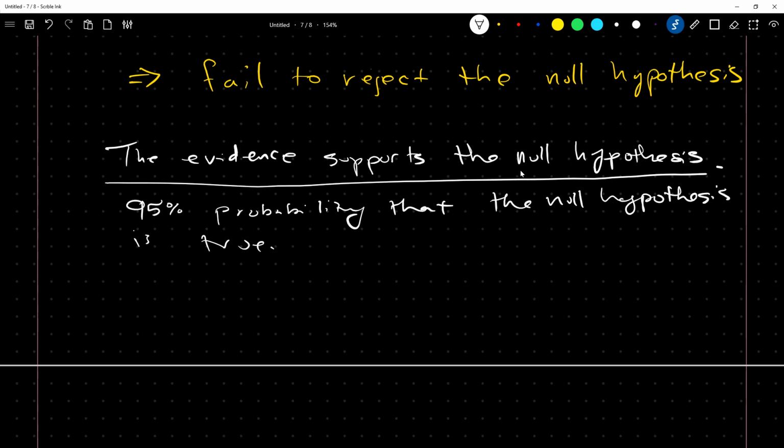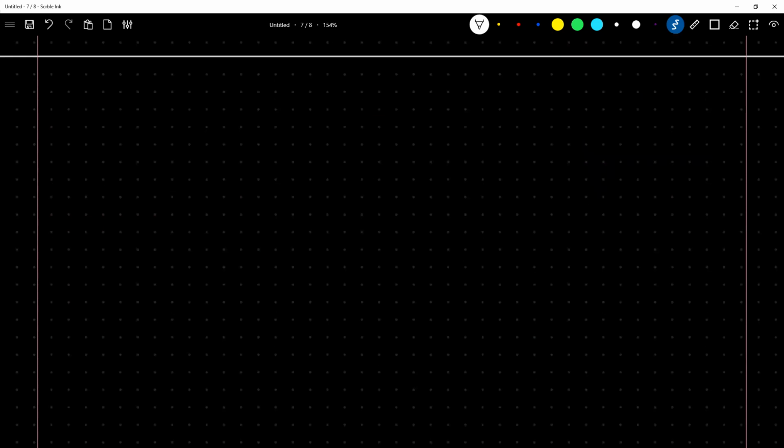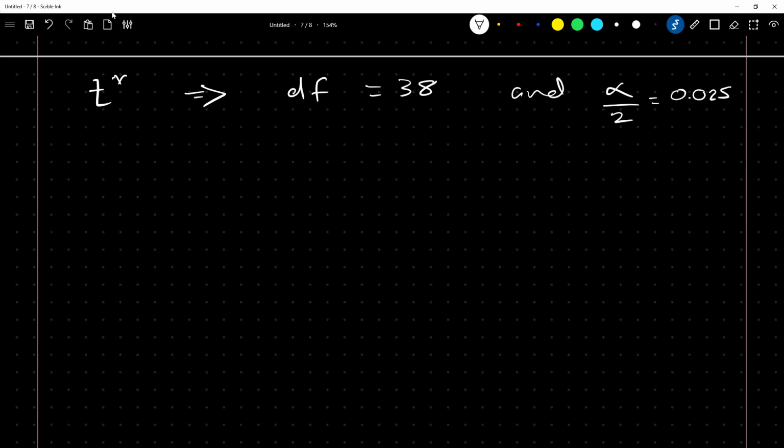So now let's go back to looking at the second method. I'm just going to explain that and then we'll wrap up the video. So the second method, of course, is our T critical method. To get our T critical, what do we need? We need our degrees of freedom, which in this case is 38, and we need alpha. But in this case, we have a two-tail test, so we need alpha over 2, which is going to be 0.025. So we can use this to look in our t-table.